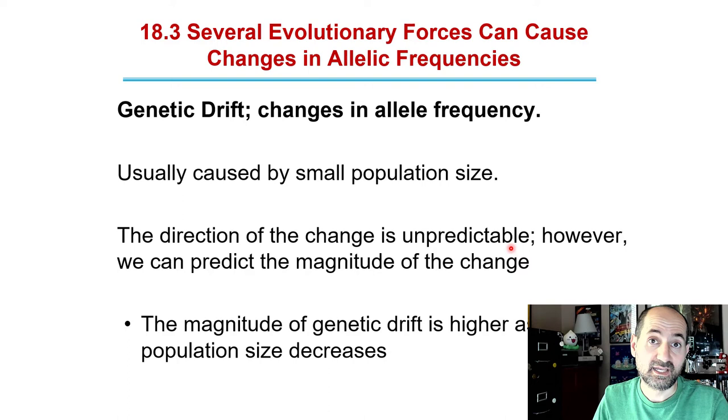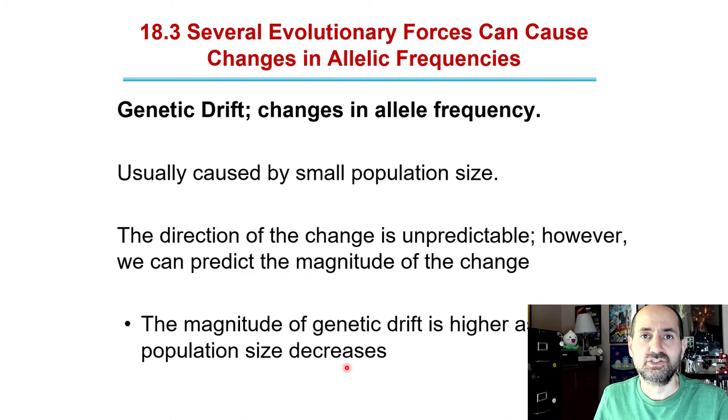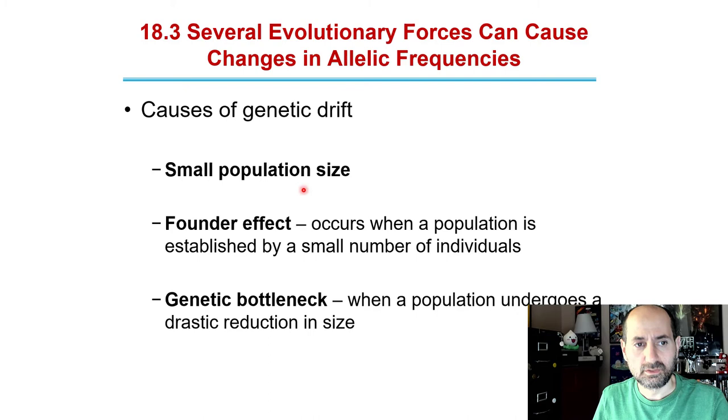But even though the change is unpredictable, the magnitude of the change is predictable. The magnitude of the genetic drift is higher as the population size decreases. Does that make sense? So genetic drift has a more marked effect as the population size decreases. However, the direction of that change is unpredictable. What are the causes of genetic drift? Small population size, we touched on that.